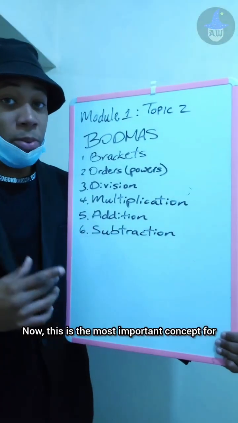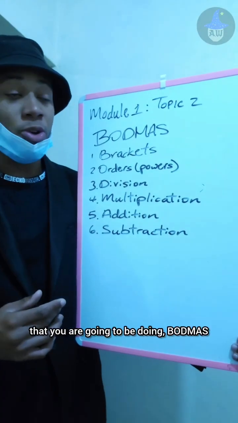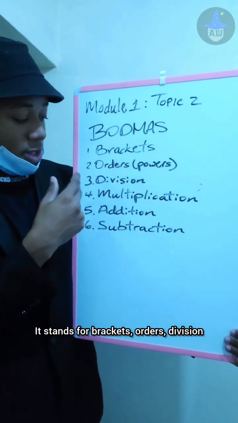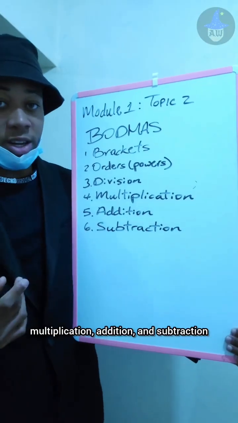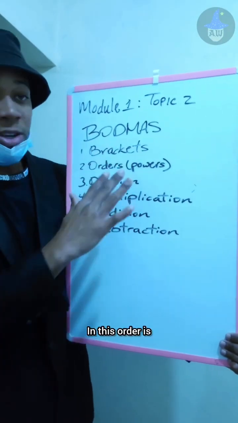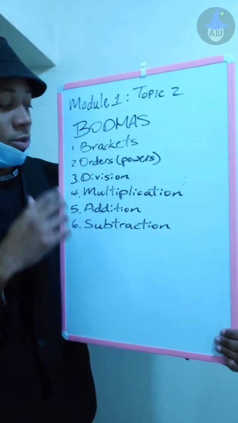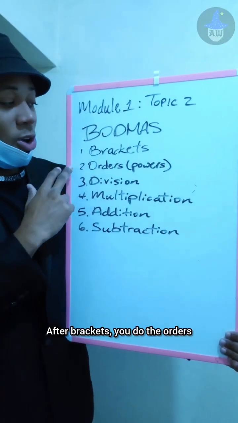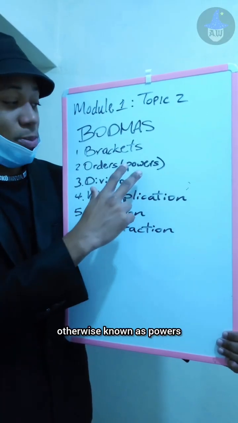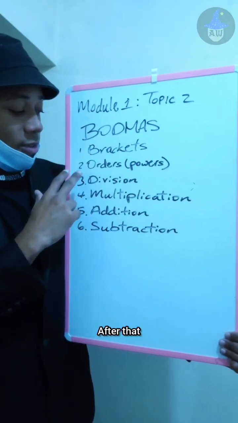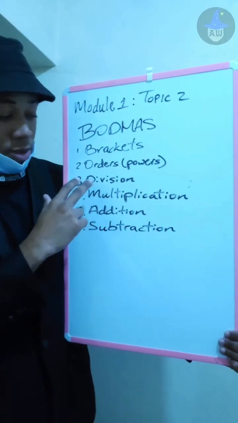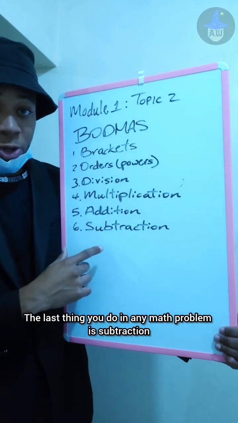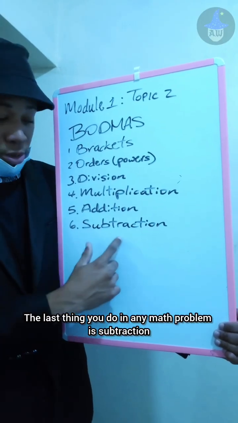Now this is the most important concept for every math problem that you are going to be doing. BODMAS. It stands for brackets, orders, division, multiplication, addition, and subtraction. In this order is how you will do every math problem. You work the brackets first. After brackets, you do the orders, otherwise known as powers. After that, you do the division, and then multiplication and addition. The last thing you do in any math problem is subtraction.